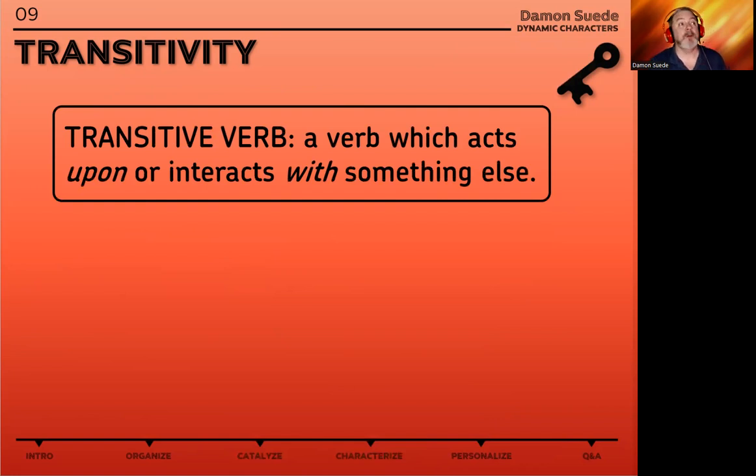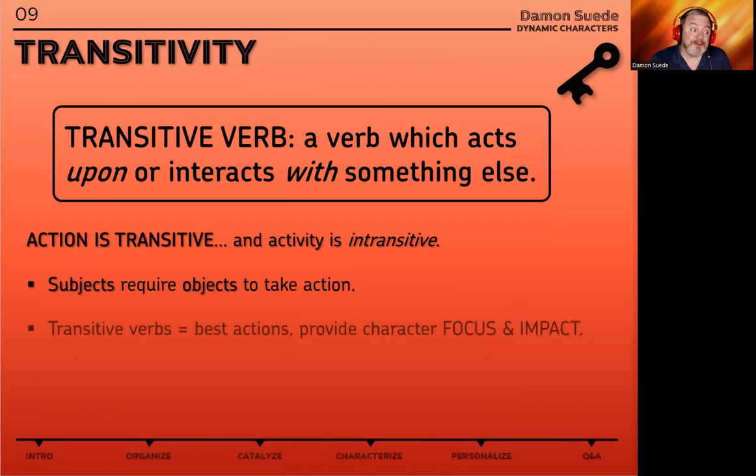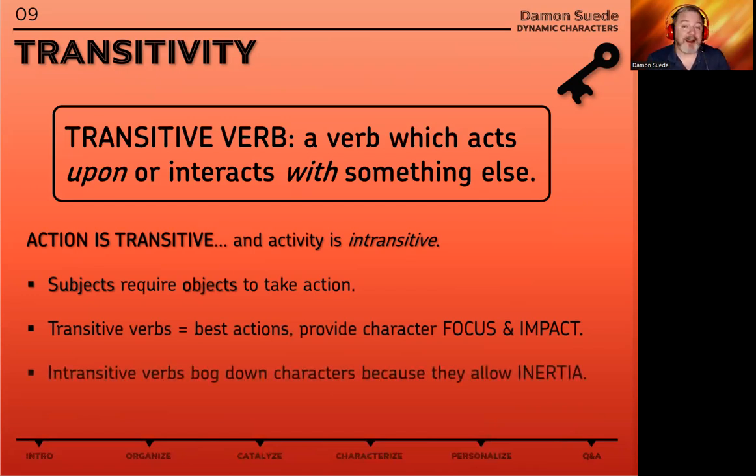Action is what we want because we want the character to engage with the environment, engage with the other cast members. Action is inherently transitive. Activity is intransitive, right? We want our characters to do stuff. We want our readers to feel stuff. Subjects require objects to take action, and so transitivity becomes critical. A transitive is always going to give your character a focus and an impact so that when they're on page, they're doing stuff that matters and they're making people feel. The minute you give a character an intransitive, the character kind of bogs down. They're going to live in the swamp of nothingness.